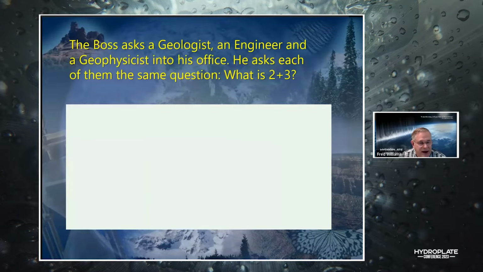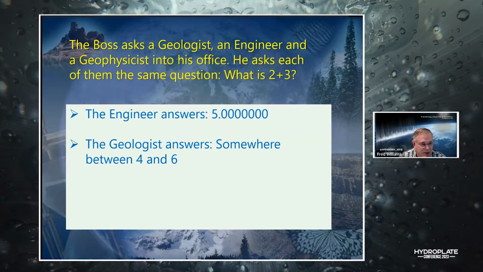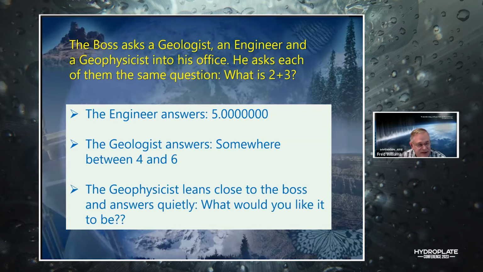So real quickly, I wanted to share this joke that I found on a geophysicist website. It comes from a geophysics professor at a college. He said, the boss called a geologist, an engineer, and a geophysicist into his office. He asked each of them the same question. What is 2 + 3? The engineer answers 5.0000. The geologist answers somewhere between 4 and 6. And the geophysicist leans close to the boss and answers quietly, what would you like it to be? So it's interesting, geophysicists tell this joke themselves, and it does reveal the truth behind the difficulties in the world they live in.